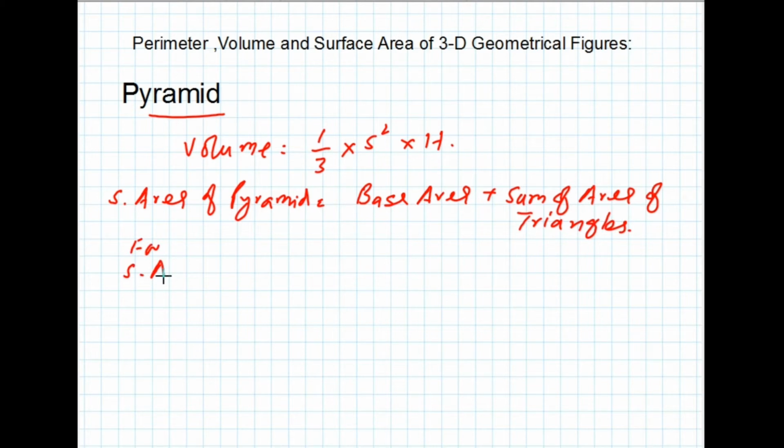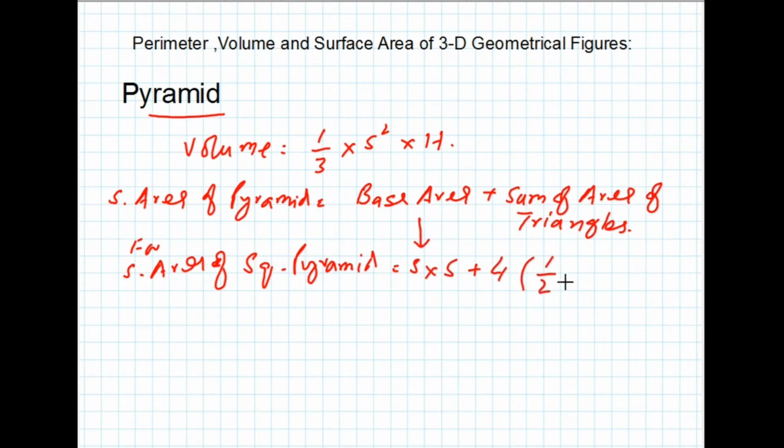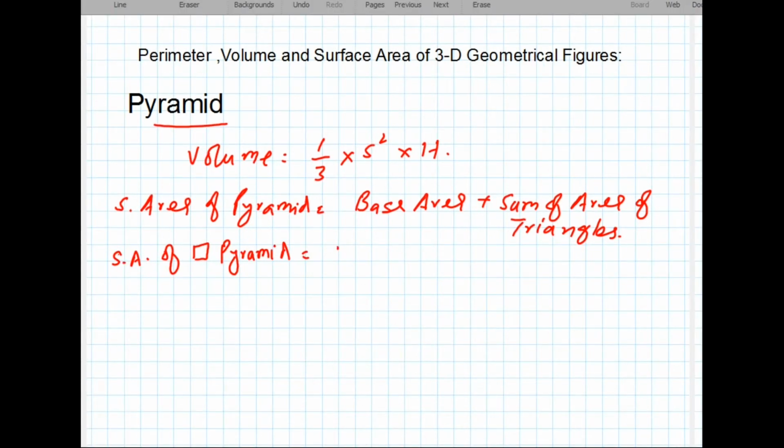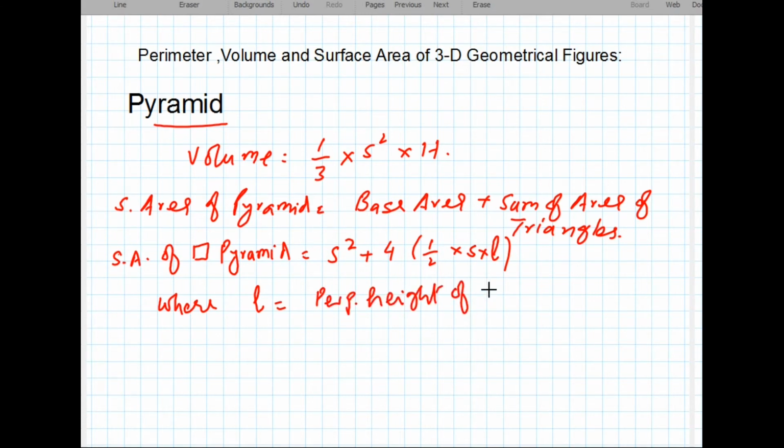Surface area of a square pyramid is equal to the area of the square plus the sum of the areas of the four triangles. This is equal to S square plus 4 bracket 1 upon 2 into S into L, where L is the height of the triangle, and it is also known as the slant height of the pyramid.